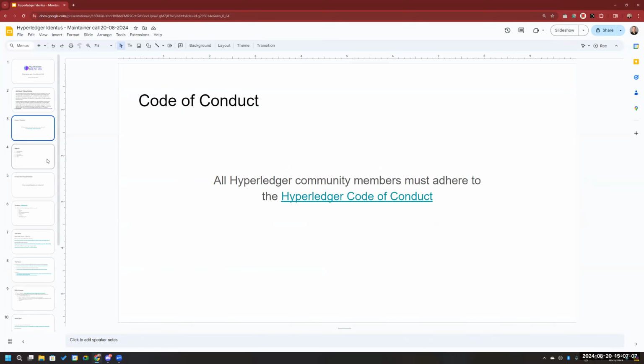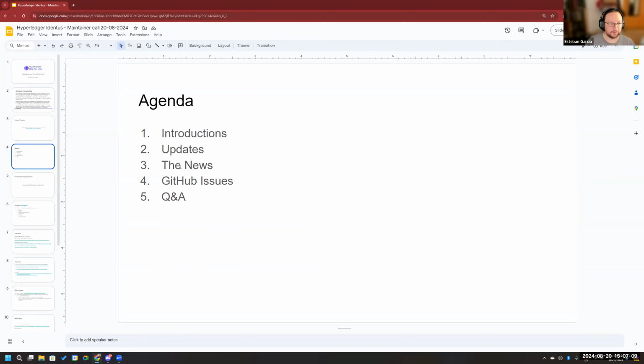For today, we have a relatively short agenda. As usual, we are going to do introductions and share a few updates, very small things. I added a section for today, call it the news, just to share a few interesting things that I have seen around the SSI space. I think we have one GitHub issue to talk about. And then, of course, we have the Q&A or AMA section.